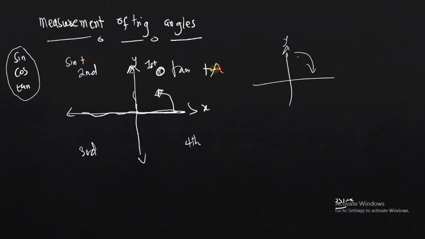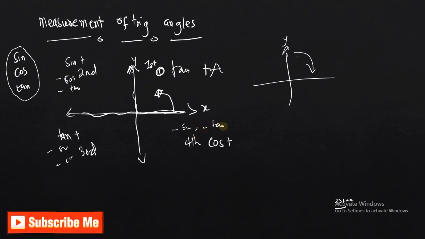So let me just put A here. And then in the third quadrant, only tangent is positive. And in the fourth quadrant, only cos is positive. That means that the rest are negative. So you have negative sine, negative cos here, and negative tan here. You have negative sine here, negative cos here. You have negative sine, negative tan here. That's what that means. So we measure angles from the positive x-axis in the anti-clockwise direction, and this is what happens when the angles are in this quadrant.